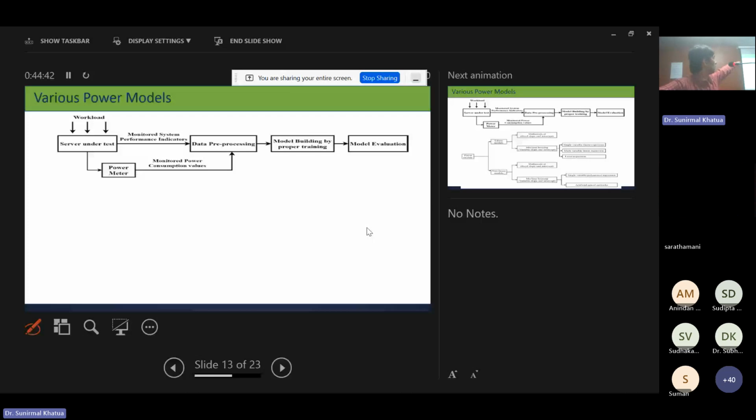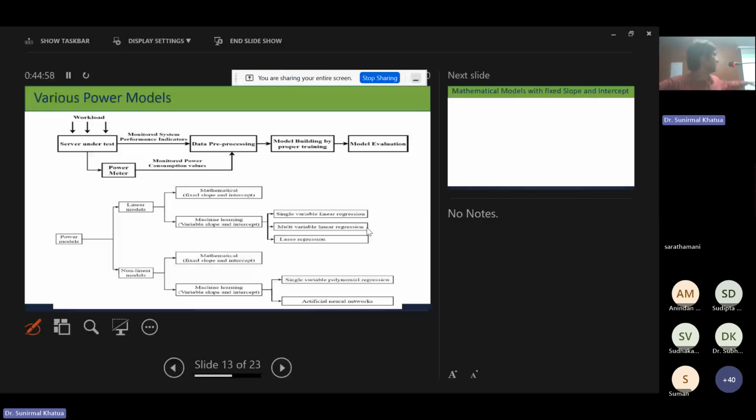For each workload, we measured all the parameters: what the CPU usage is, what the RAM usage is, what the cache misses are, and what the power measured is for that data. So we collect lots of data, pre-process it, and build some model, either linear or non-linear. We consider a mathematical model for the linear case, a mathematical model for the non-linear case, and also use some form of machine learning, because we have to estimate what power may be required for this kind of task.